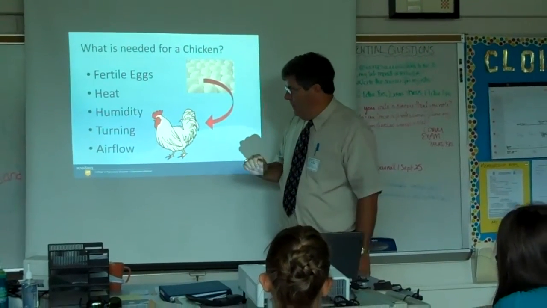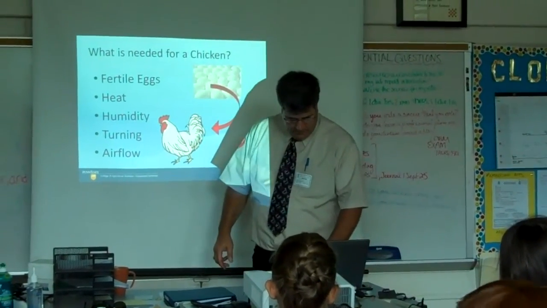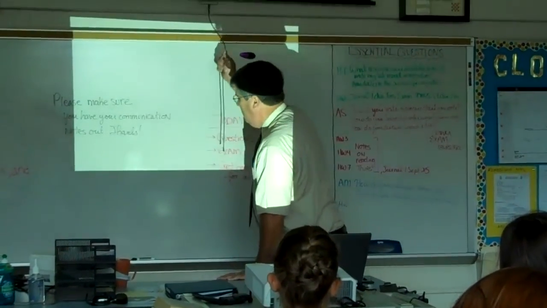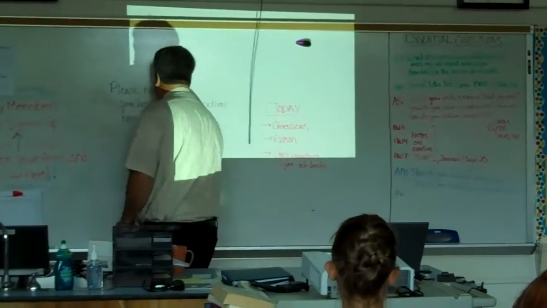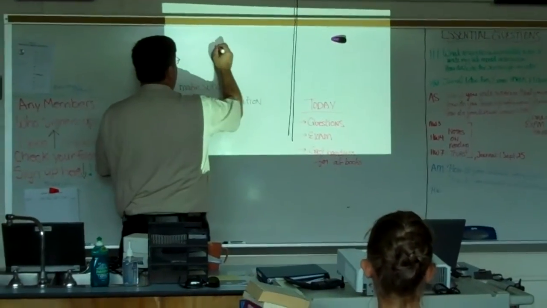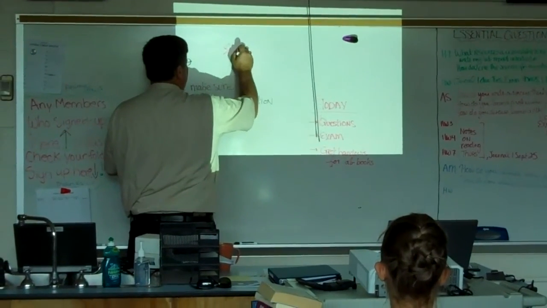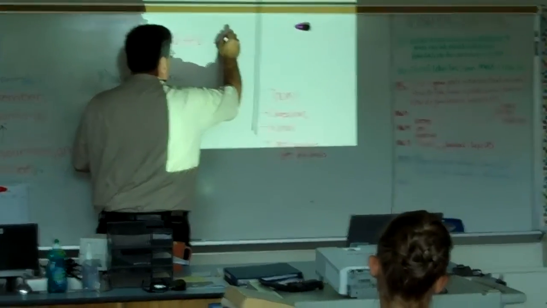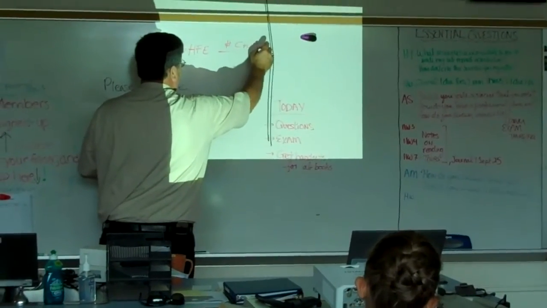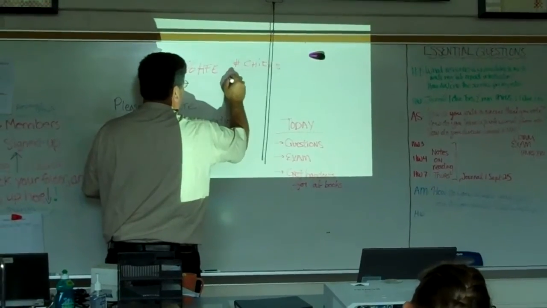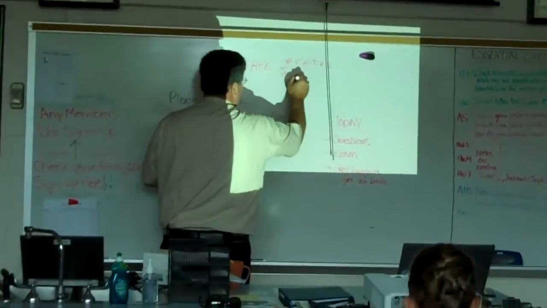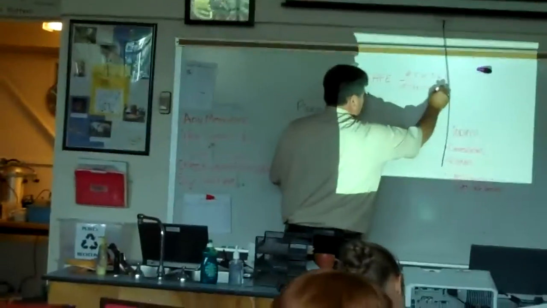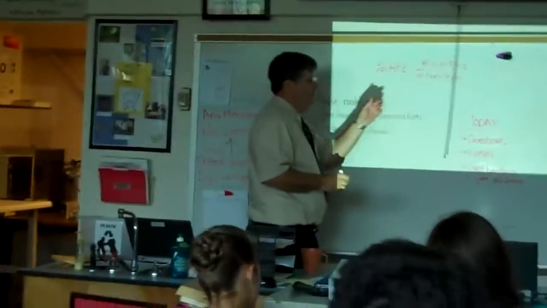Now, if we are looking at success, there's two measures of success. One is the hatch of fertile eggs, which is the number of chicks over the number of fertile eggs set. And that's a percent, okay?